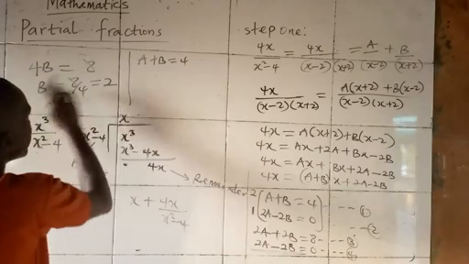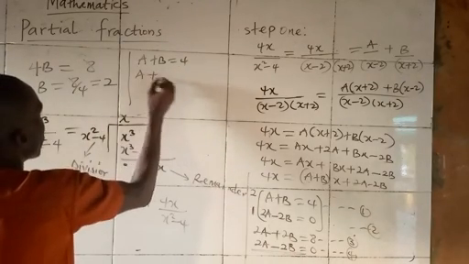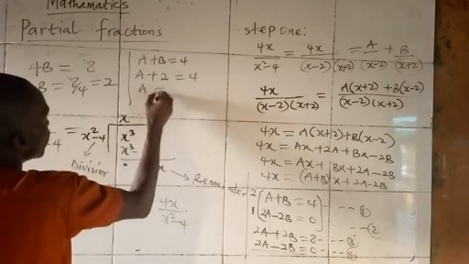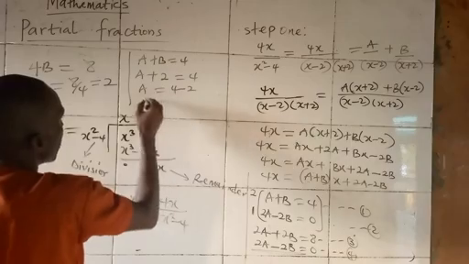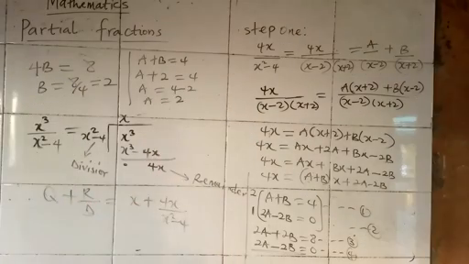Now to get A, wherever I have B, I will put 2 there. Take 2 over: 4 minus 2, and then I'm going to be having 2. Therefore, I have just gotten my A using step 1. I've gotten the values of A and B. The value of B is 2 and the value of A is 2.